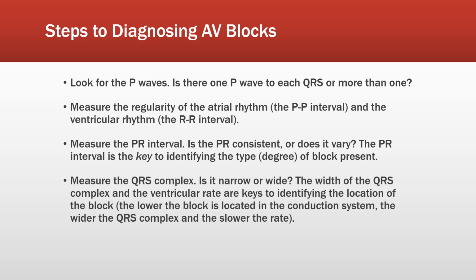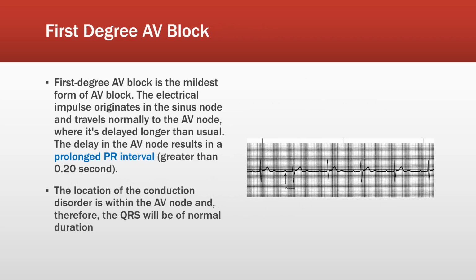So let's start with the first AV block. The first degree AV block, this one, you keep things really simple. We would go through all of our different questions, but then we're going to look at the PR interval. And we're going to measure, is the PR interval normal or abnormal? And what you're going to see is it's going to be abnormal. It's going to be a prolonged PR interval. So a normal PR interval was 0.12 to 0.20, and this will be over the 0.20.